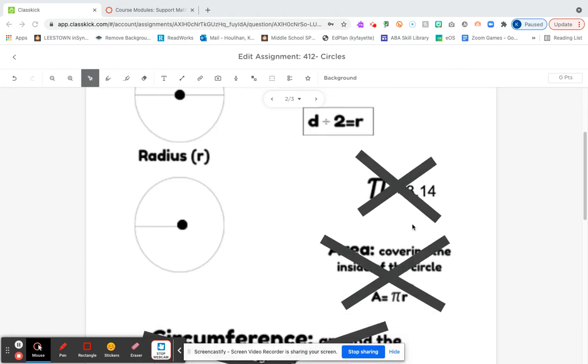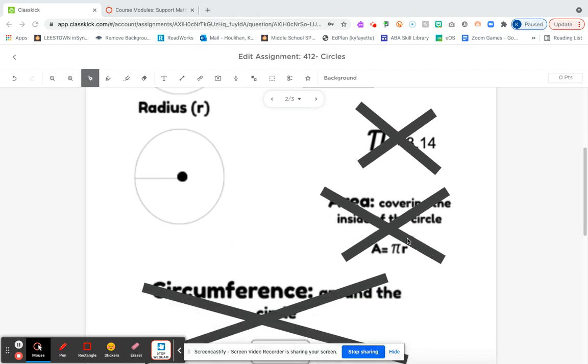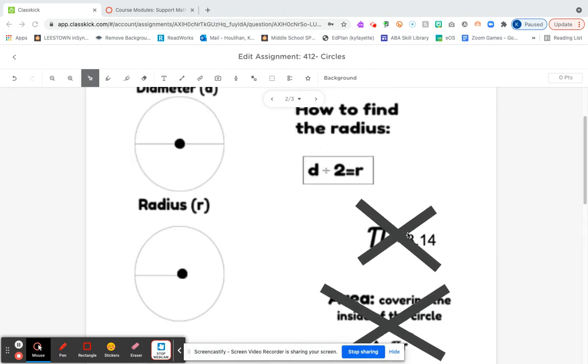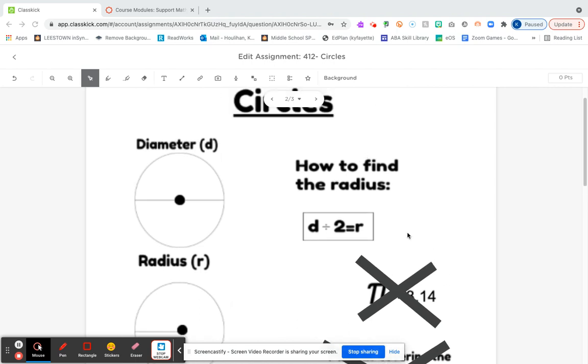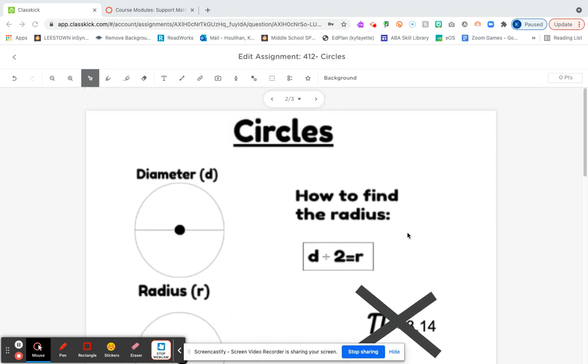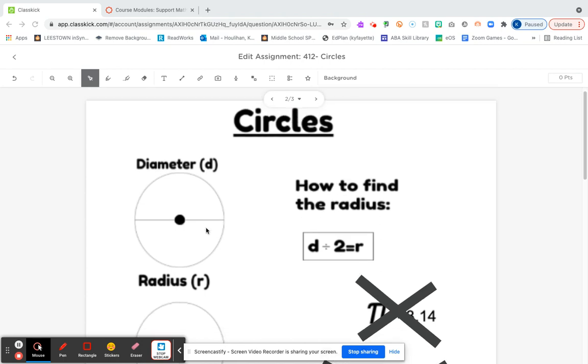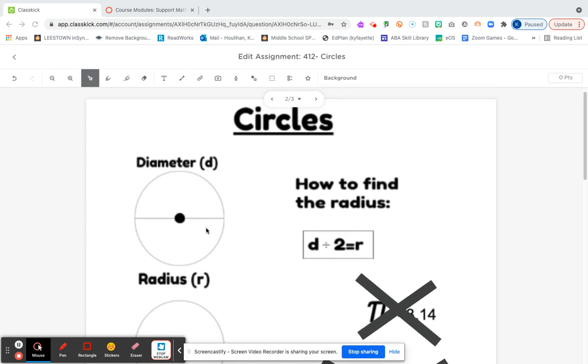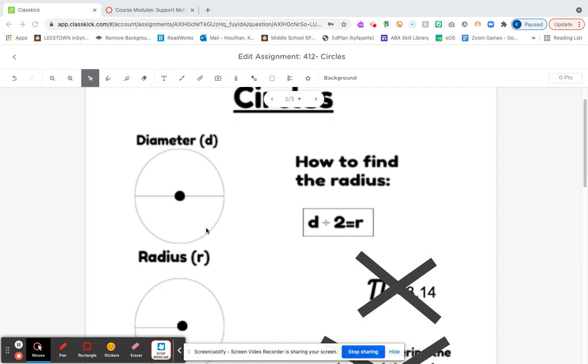There are some extra notes on this little notes sheet that you all will not need, so I put an X over those. Just ignore that. You don't need that information. All right, so here's your little notes page. We're just talking about the basics of circles.